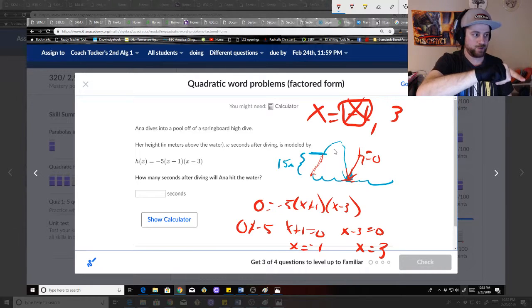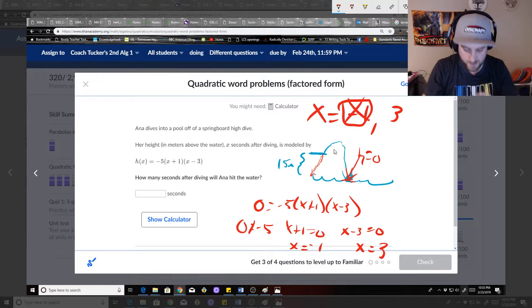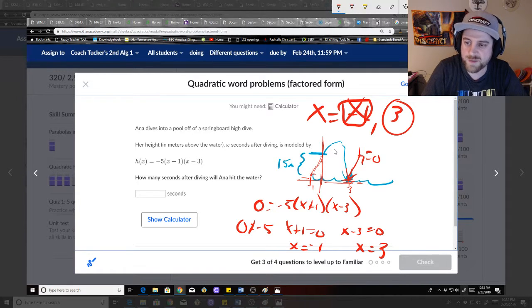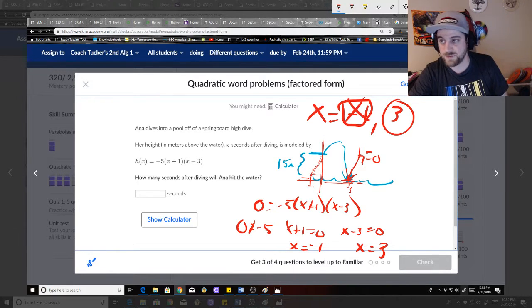Make sure I'm going the right way for you guys. Yeah, okay. So she's already going off into it. So here, if these are our coordinates, there's your -1, there's your 3. Obviously, it has to be 3. So 3 seconds has to be our answer here.